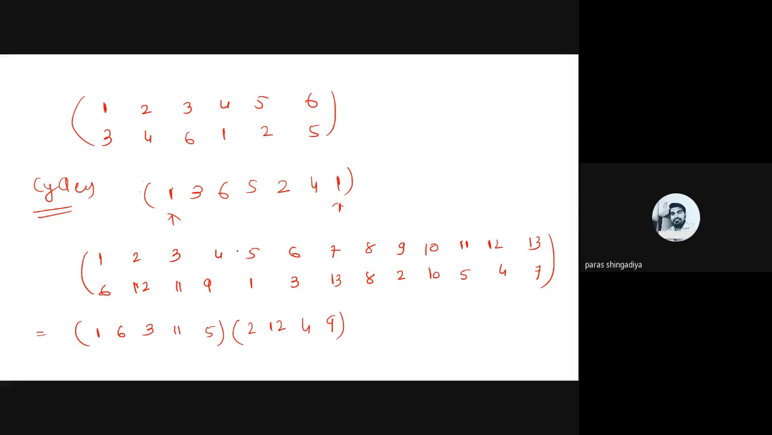Clear? And then after that, 4 is involved, 5 is also involved, 6 and 3 are also covered. Then 7 to 13 and 13 to 7, that is one cycle. And then 8 is also a cycle, 8 to 8. So all the cycles are now covered.